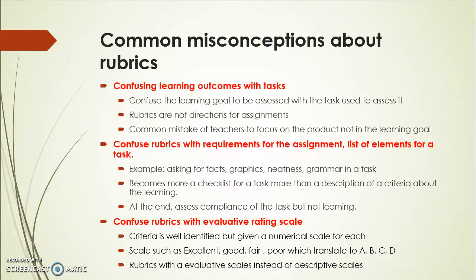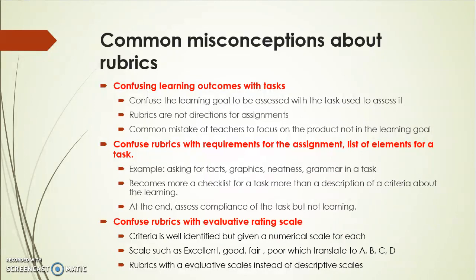We also confuse rubric with evaluative rating scale, when we have a criteria that is well identified, but we give a numerical scale for each, such as, for example, excellent, good, fair, poor, which translate to ABCD, of course. And rubrics are not an evaluative scale. They have to have a description of the scale itself, so that students know where to place themselves in their learning and how to achieve it.